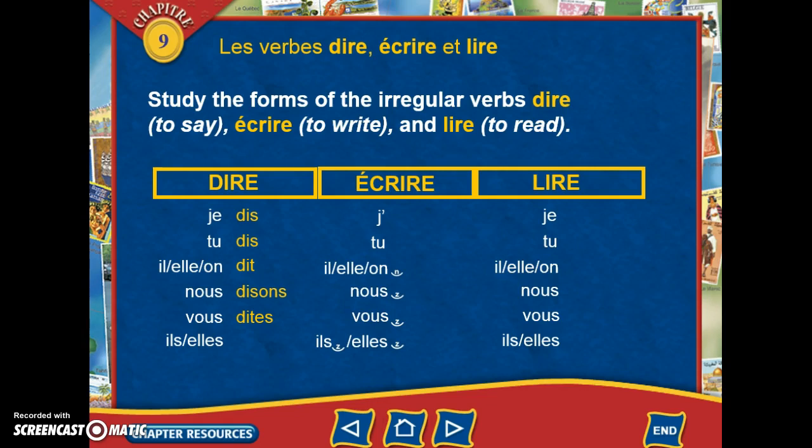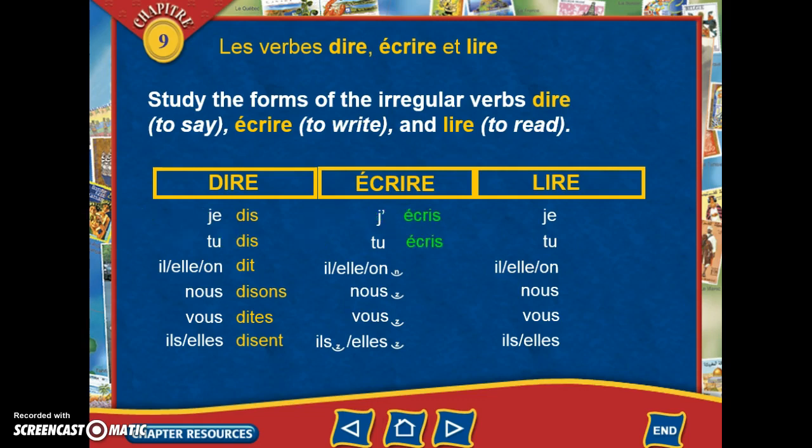The next one is il and elle disent. So that dites is the only one of these that has a vous ending that is not ez, and it's the only one that you have to remember. So remember vous dites. Now let's look at écrire, and we'll see the same thing happen with the singular forms.